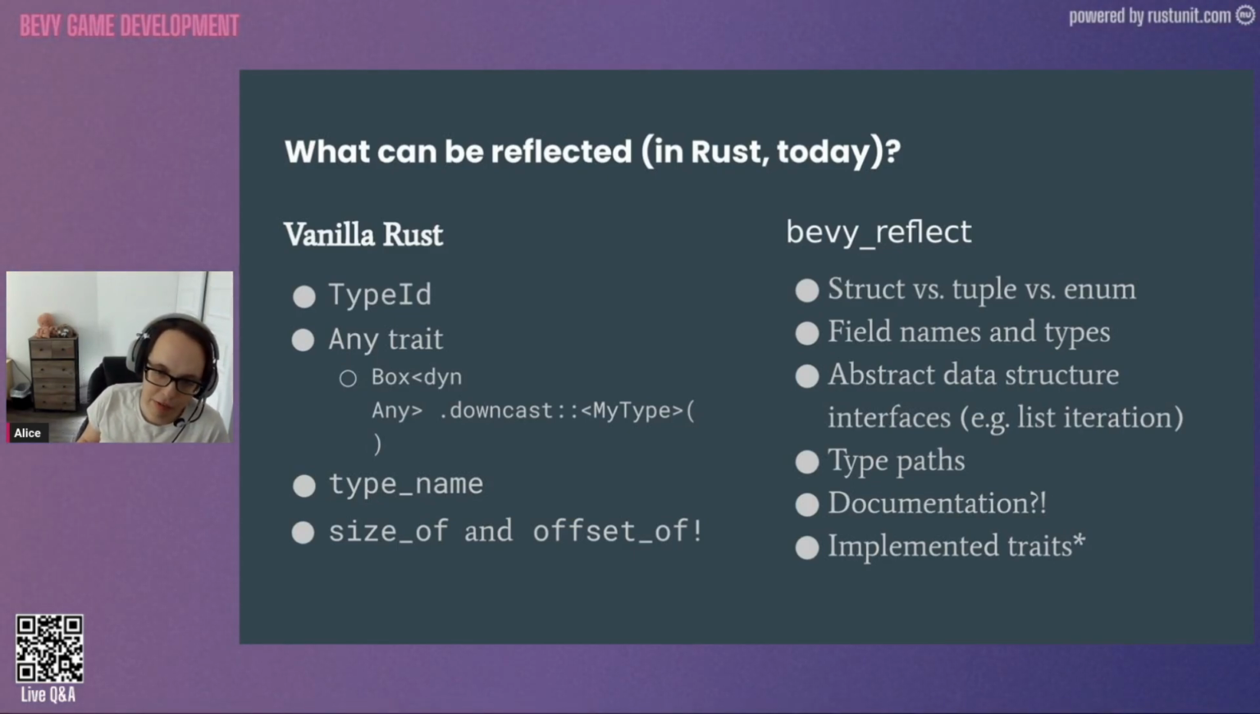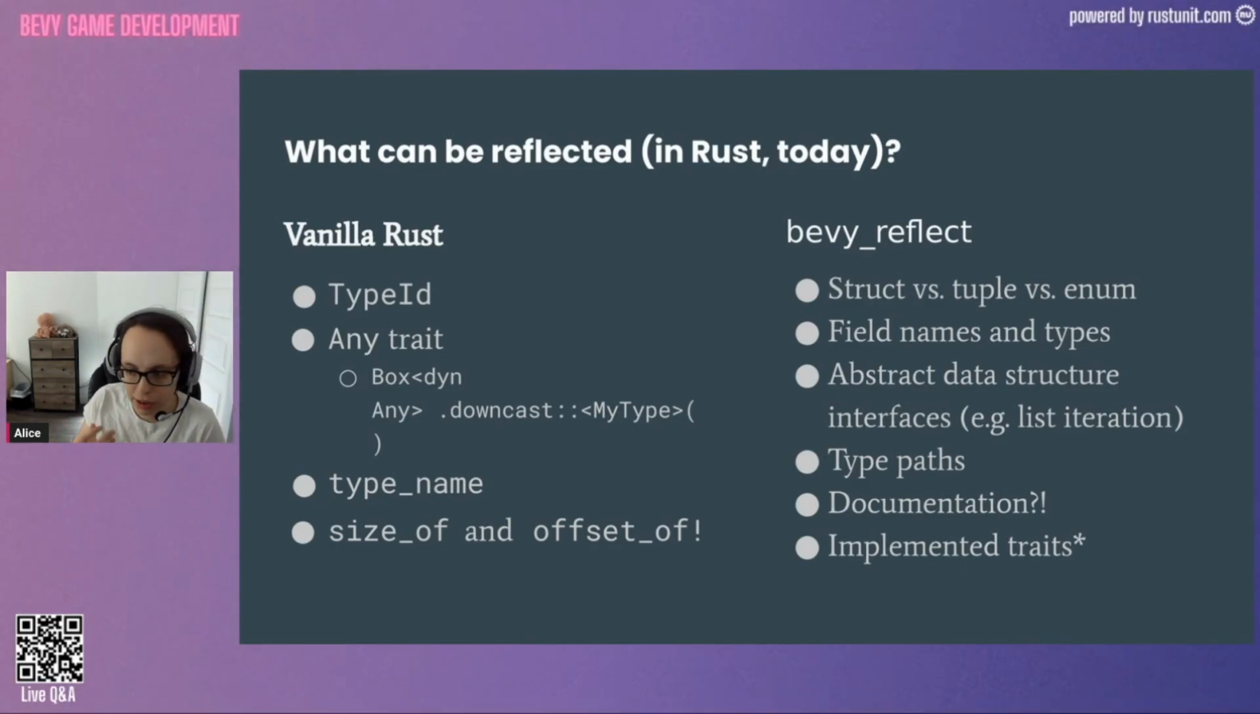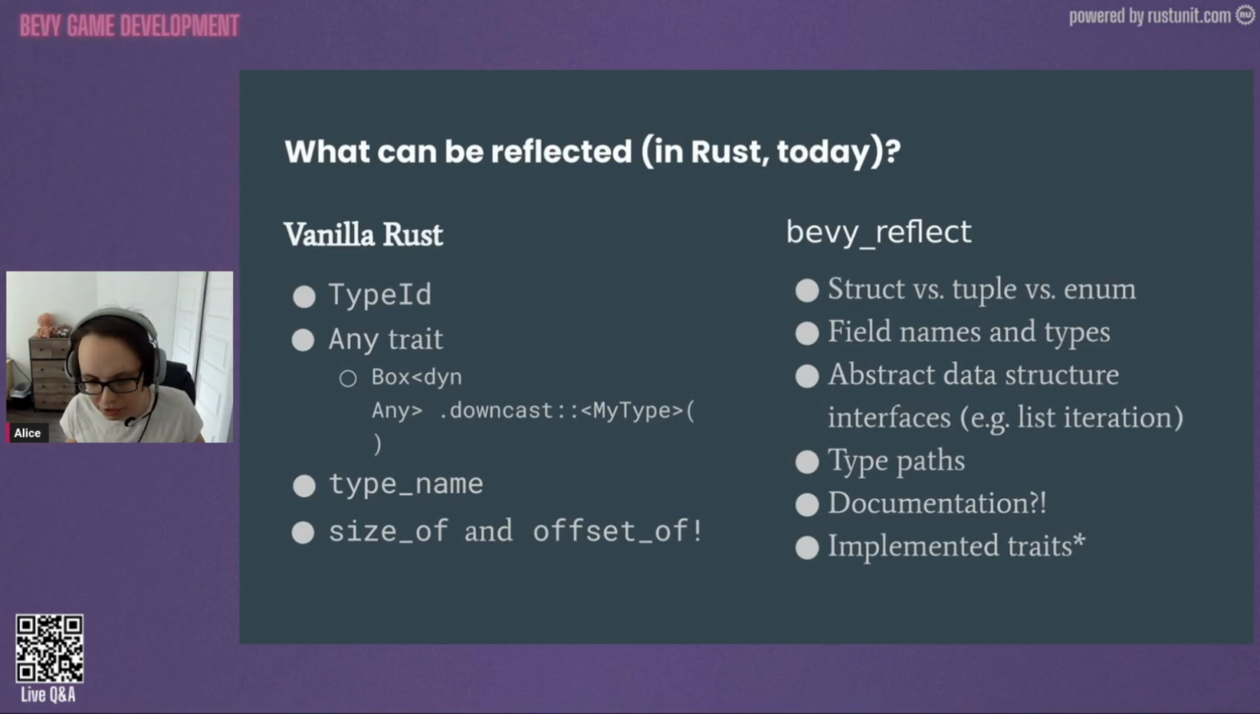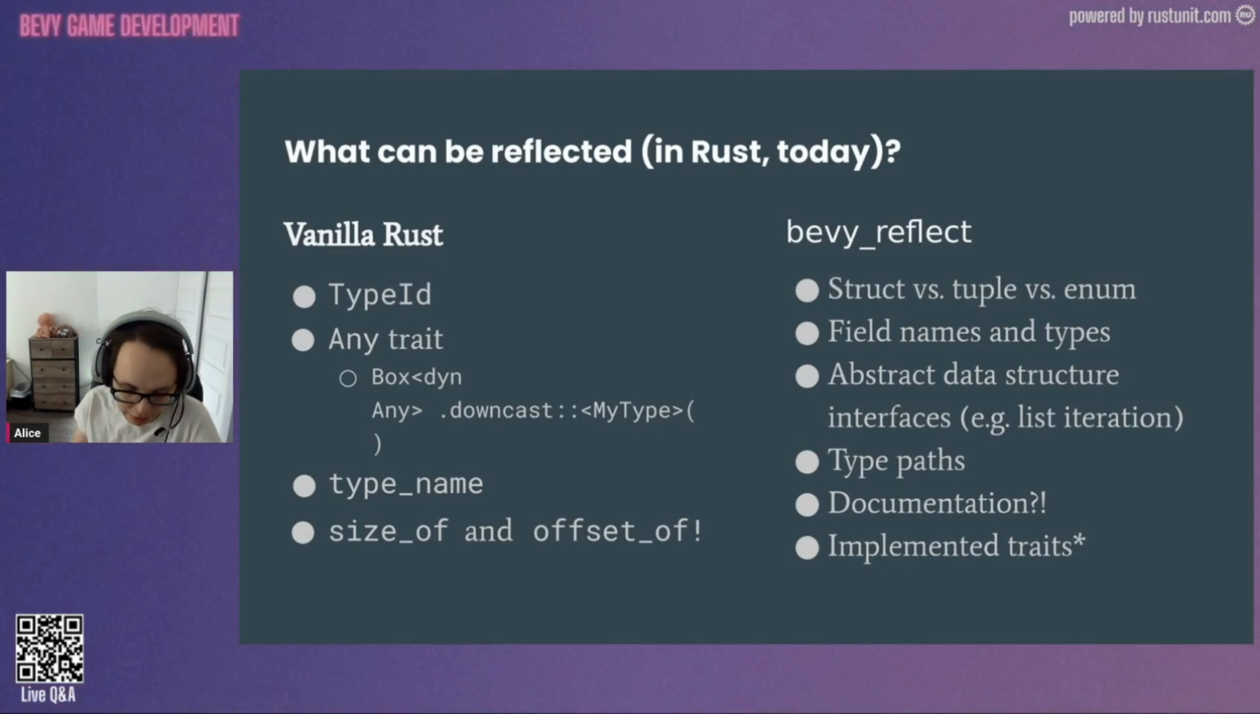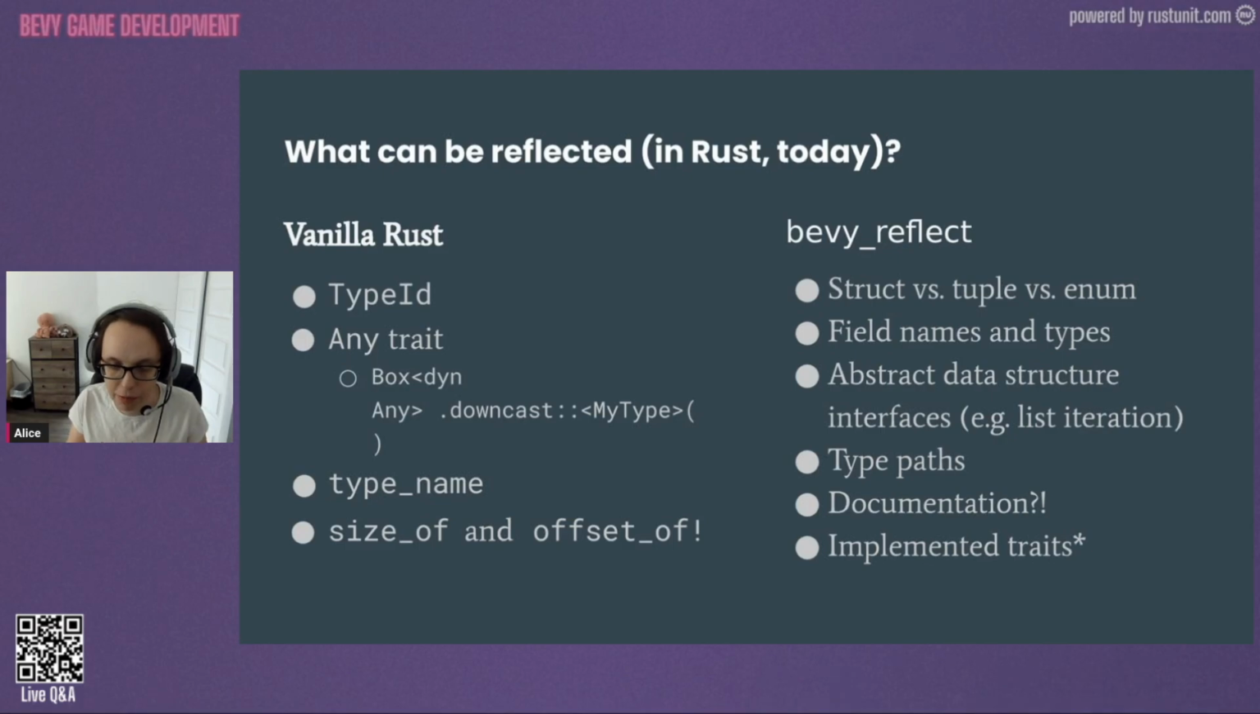We're not limited to the tools that just Rust gives us, right? We can write our own reflection libraries, and in particular, we have Bevy Reflect, which is a runtime reflection library. So it'll let us at runtime, while the program is running, get information about the types of our objects.